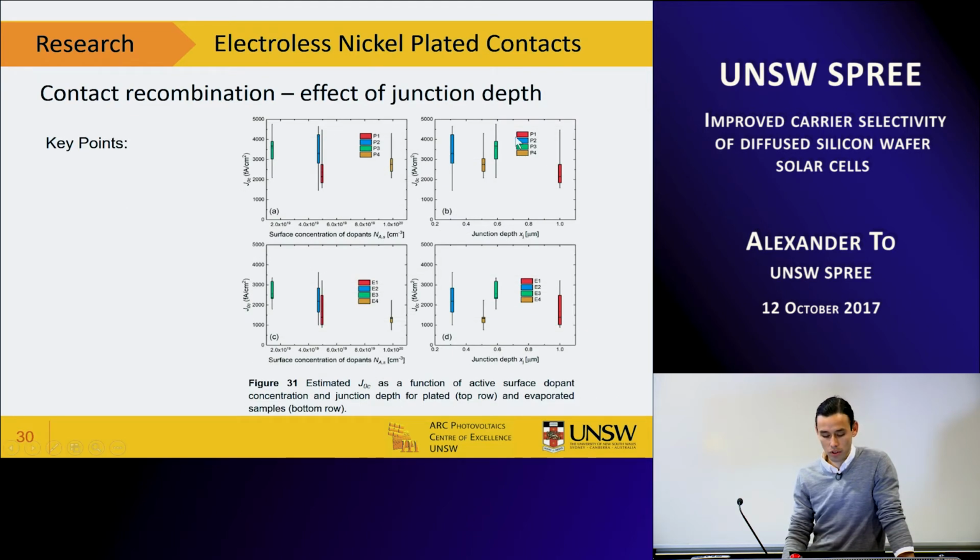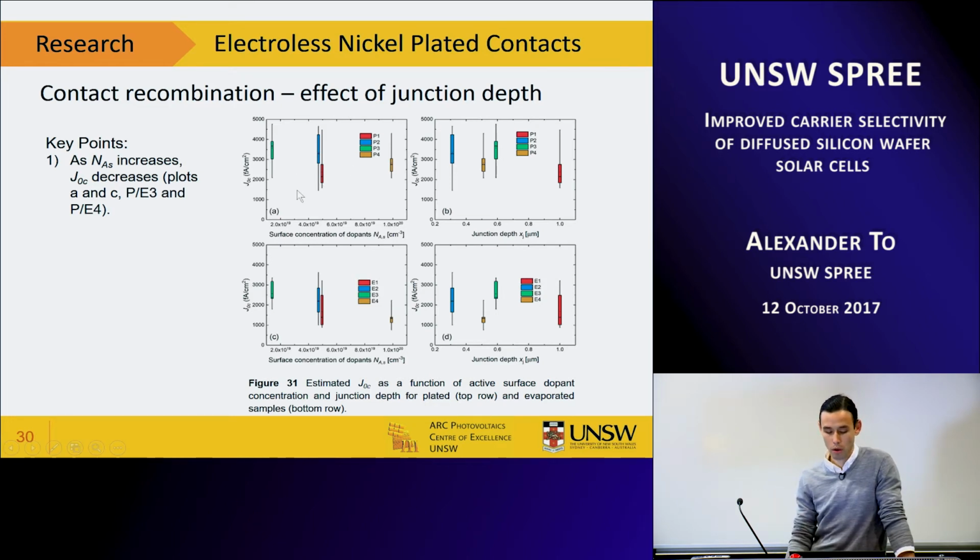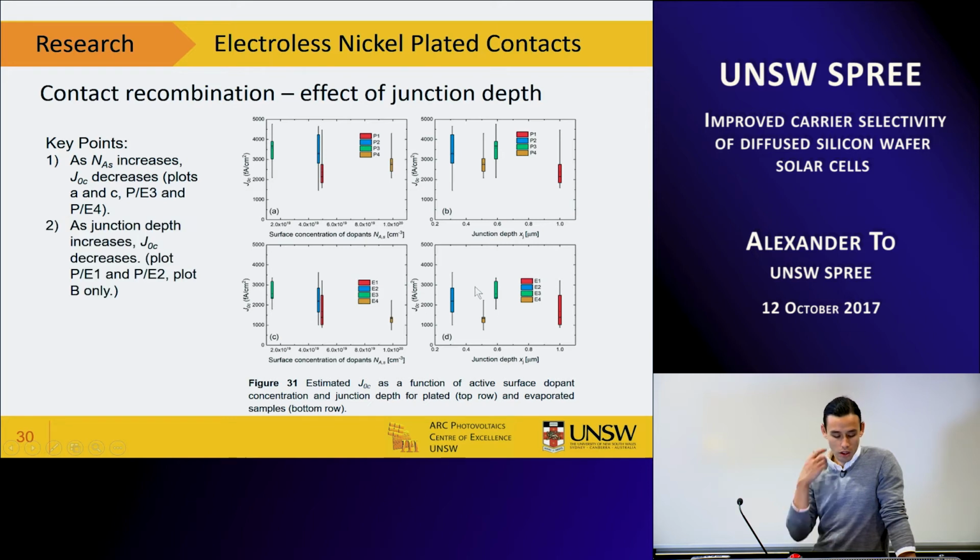When we look at the same thing for junction depth, as the surface concentration increases, we found that the contact recombination decreases for some plots. We found that was significant for this one here and this one here, but there just weren't enough statistics to say that with confidence for B and D. Similarly, as junction depth increases, the J0C decreases, so this is the field effect passivation that theory suggests, and we could see a correlation there. So that was good.